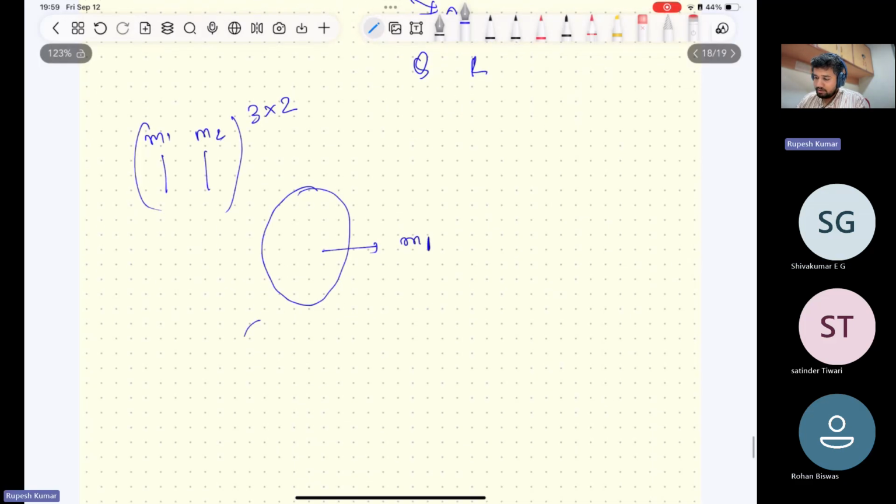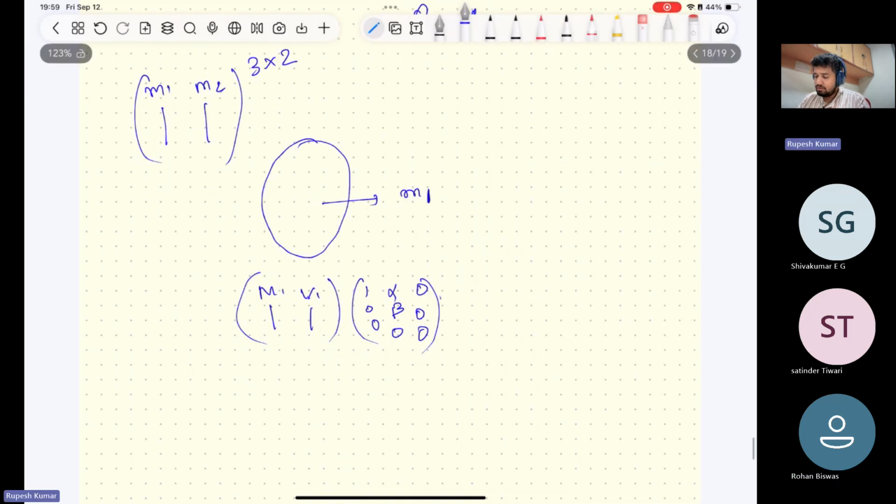So you can write it as M1, and then V1 was, right. It was V1, right? V1 multiplied by your R has to be 1 0 0, and then V1 was alpha, beta, 0, right? And 0 0 0. So now this is not a full Q matrix, right? This is a reduced Q matrix.